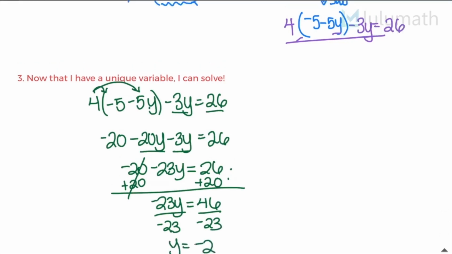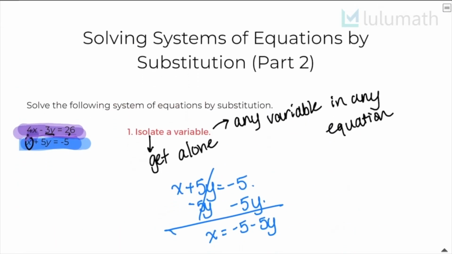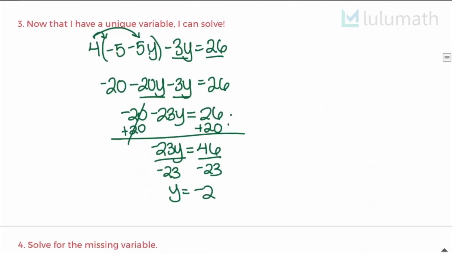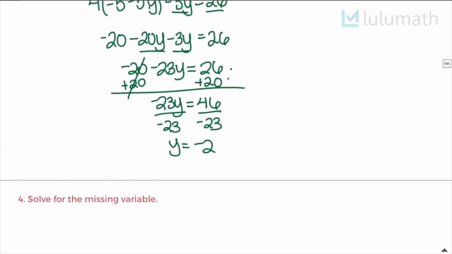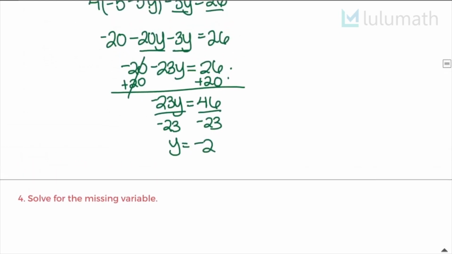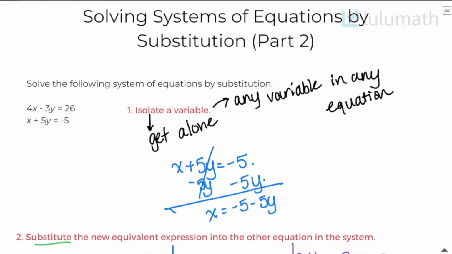Now, since I know that y is negative 2, I'm only halfway done because remember in our system of equations up here, we have two different variables. We've got x's and we have y's right here. So the next step is we just need to make sure that we solve for the missing variable. And we can use any equation that we want in order to solve for the missing variable. We can choose our purple one that we have here, or we can choose our blue one. I'm just going to randomly choose the blue one for no particular reason.